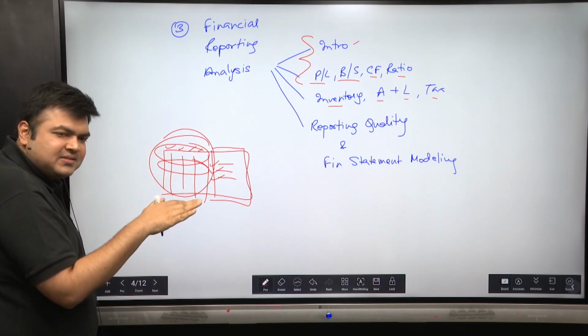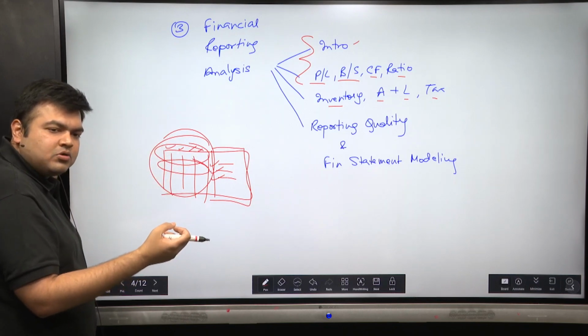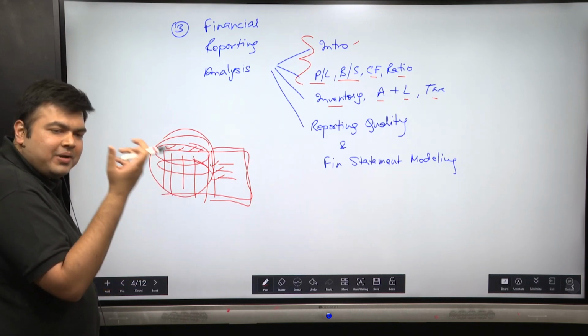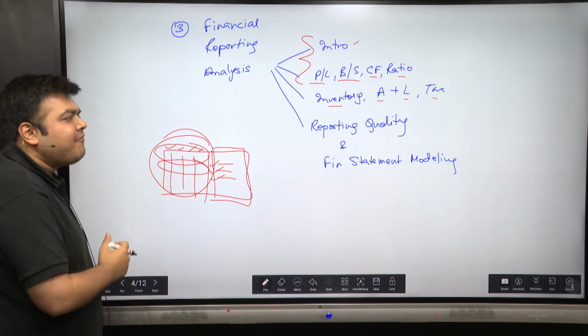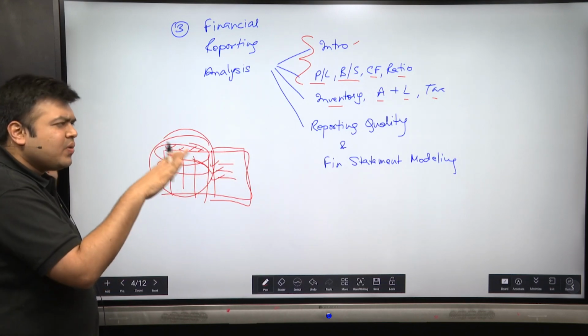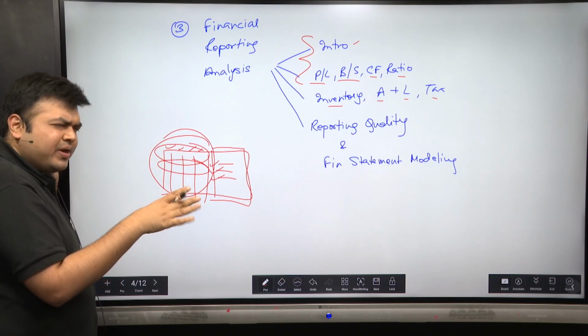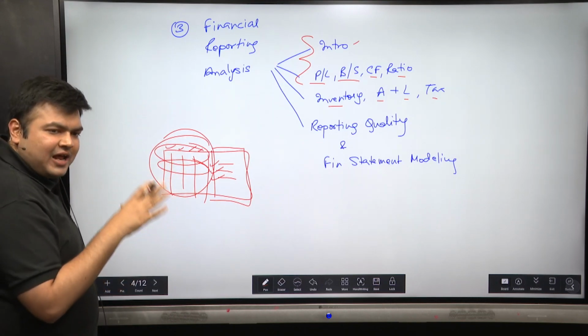It's going to be very basic. We'll just try to understand how to go about it because the details are going to be done on Excel and all that. And in level 2, you'll have a financial statement modeling chapter and all. So it's going to be very, very basic what you're going to be doing over here. But very interesting. So this is your financial reporting analysis.